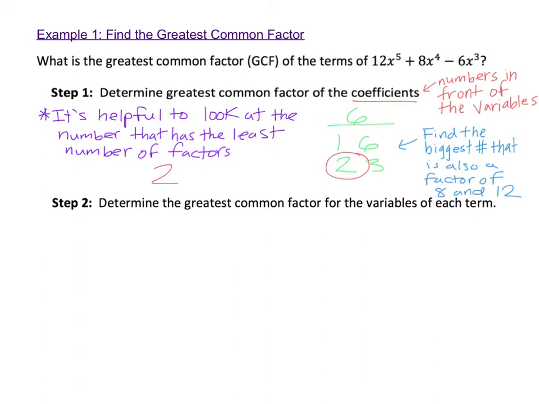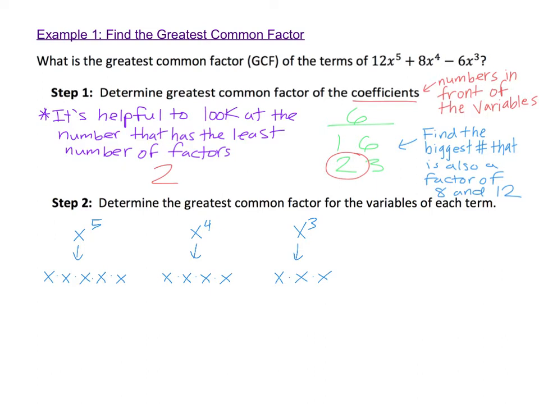Now we have to find the greatest common factor for the variables of each term. Notice that my first term is x to the fifth. Remember what that means. X to the fifth means x times itself 5 times. So that's x times x times x times x times x. Then the next term is x to the fourth, which is x times itself four times. And then the final term is x to the third, which is x times itself three times.